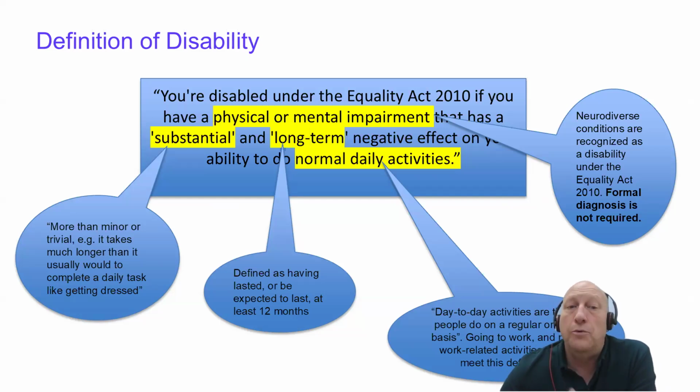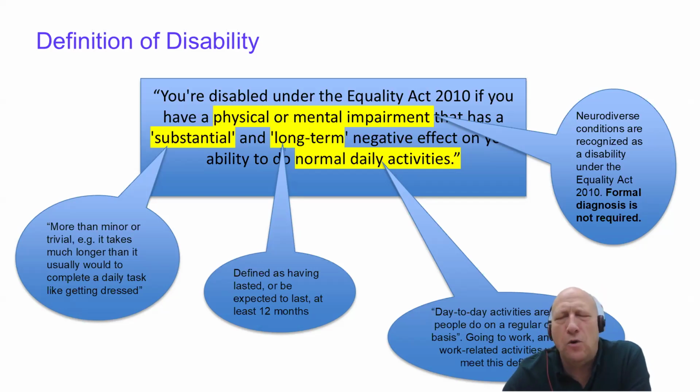Okay, so neuro differences fall under that physical or mental impairment, and it's really important to understand that nowhere in that definition does it say that you have to have a formal diagnosis. You do not need a formal diagnosis in order to meet this definition.